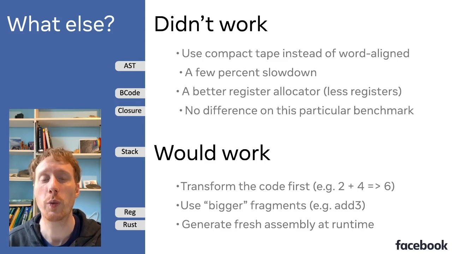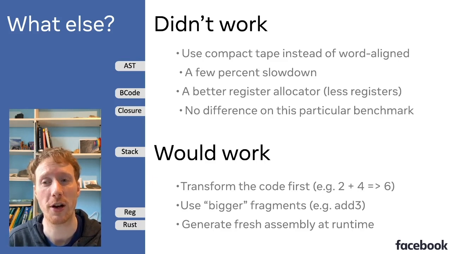What are the things that would work, but we consider outside the scope of this talk? Well, we could transform the code. If we see 2 plus 4, we don't have to evaluate that every time round the loop. We could just replace it with 6. Similarly, we could use bigger fragments. So we have a lot of addition. Maybe we could introduce a code that was add 3 things together instead of just 2 at a time. That would certainly reduce interpreter overhead. And then finally, we could generate fresh assembly code at runtime, but that is no longer a cheap interpreter.